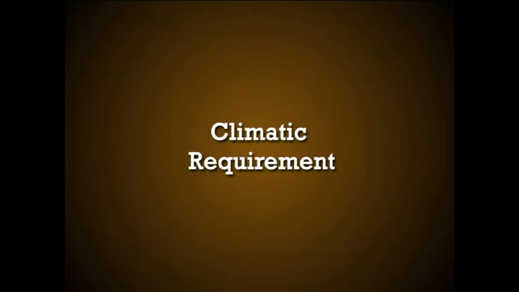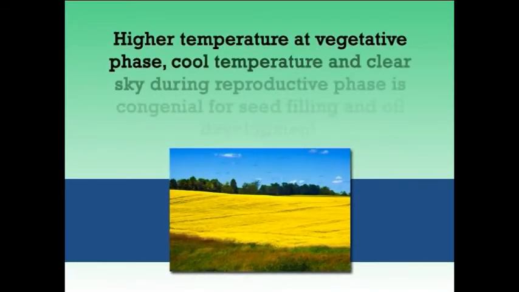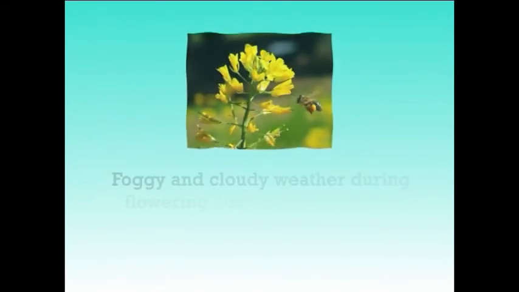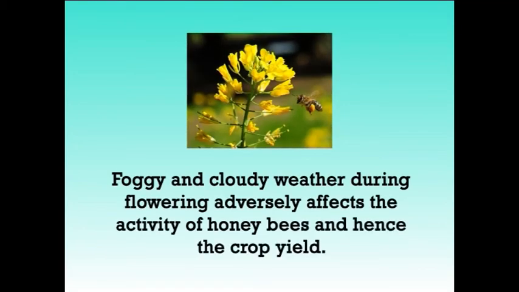The climate. Cool temperature, clear dry weather and plentiful bright sunshine accompanied with adequate soil moisture increase the oil yield. Higher temperature at the vegetative phase, and cool temperature and clear sky during the reproductive phase, are congenial for seed filling and oil development. Foggy and cloudy weather during flowering adversely affects the activity of honeybees and hence the crop yield.